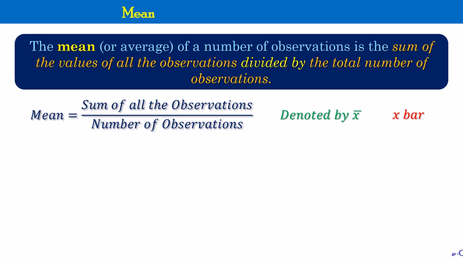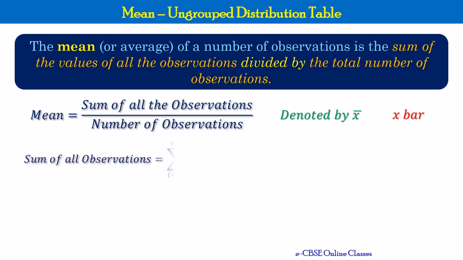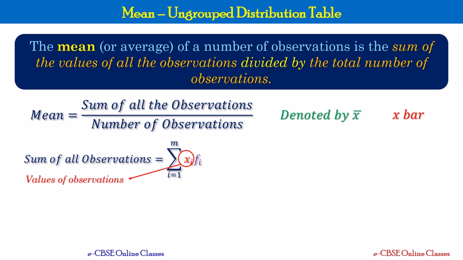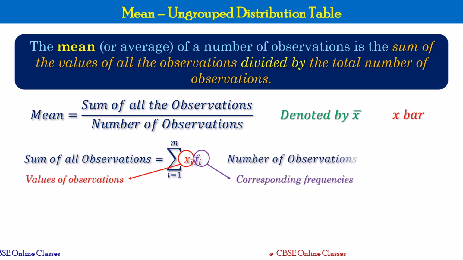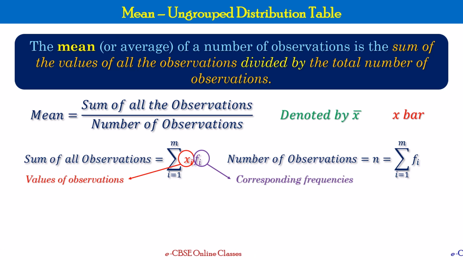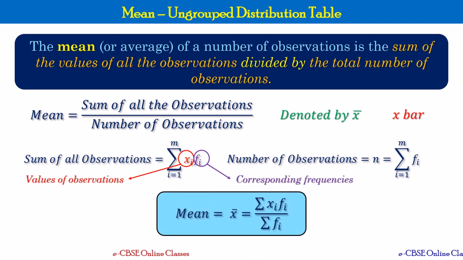And now we have also looked at how to calculate the mean using ungrouped frequency distribution tables. The formula is: the sum of all observations can be written as summation of xi fi, where xi are the values of observations and fi are the corresponding frequencies. Now the total number of observations n is equal to sigma fi. So mean is x bar is equal to summation of xi fi divided by summation of fi.